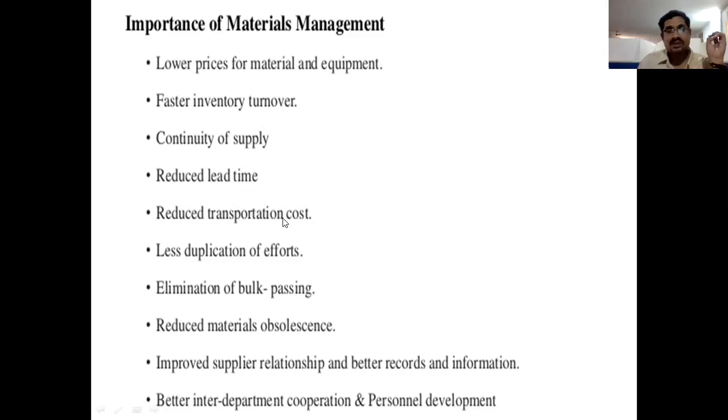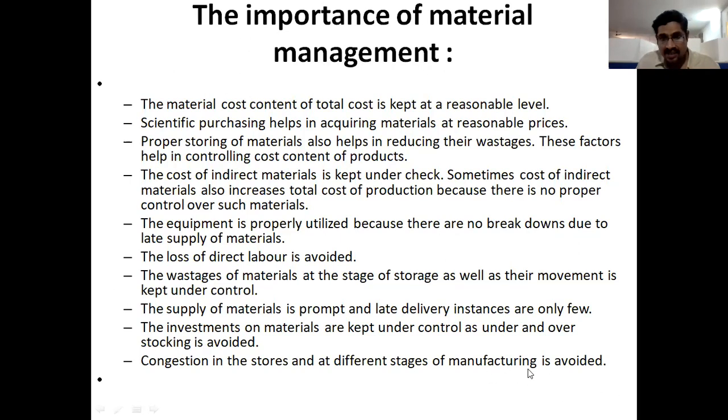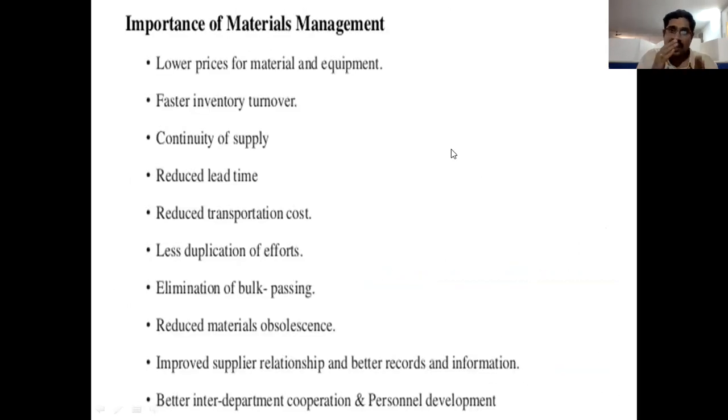Reduce transportation cost also, and less duplication of efforts. Our efforts will be reduced. Already in the last point we discussed manufacturing. So the manufacturing process will be reduced. So that's why the labor efforts will be reduced. Next, elimination of bulk processing, and reduced material obsolescence. If any obsolescence is there, immediately we can overcome this equipment obsolescence, right?